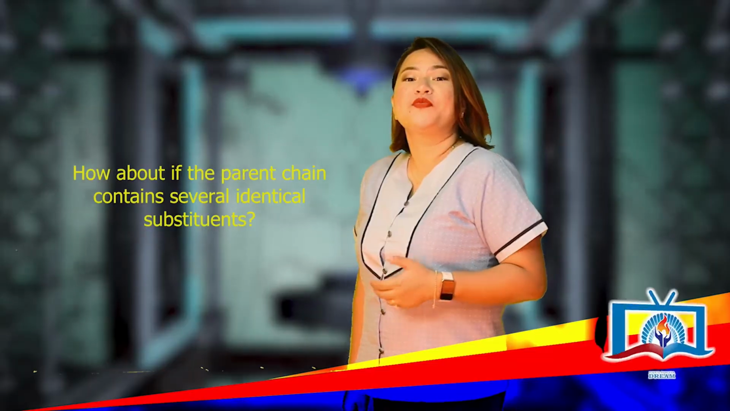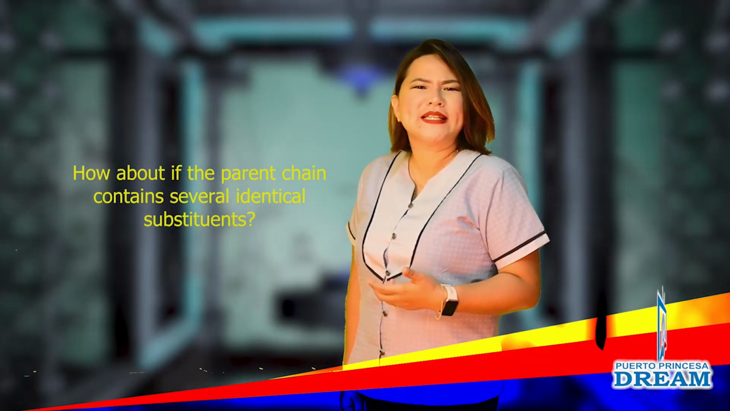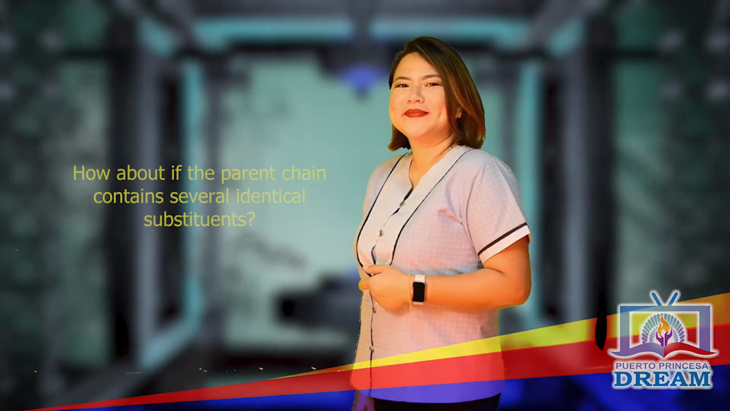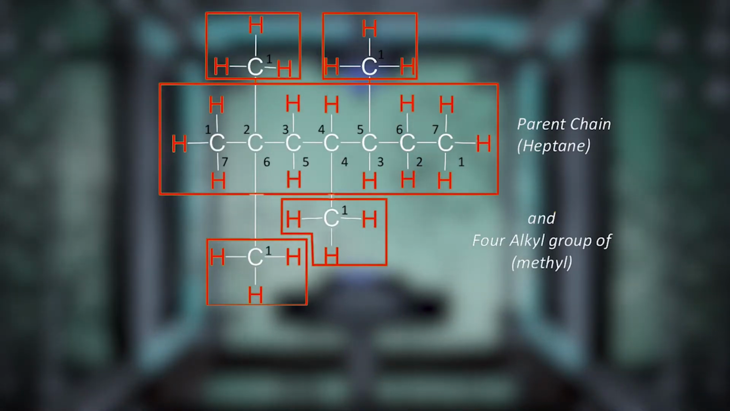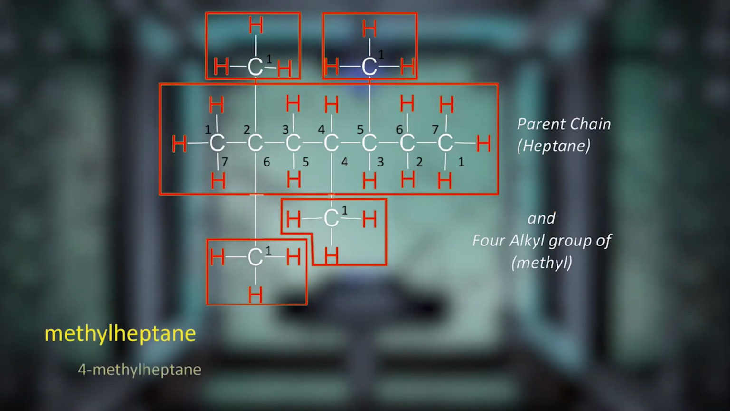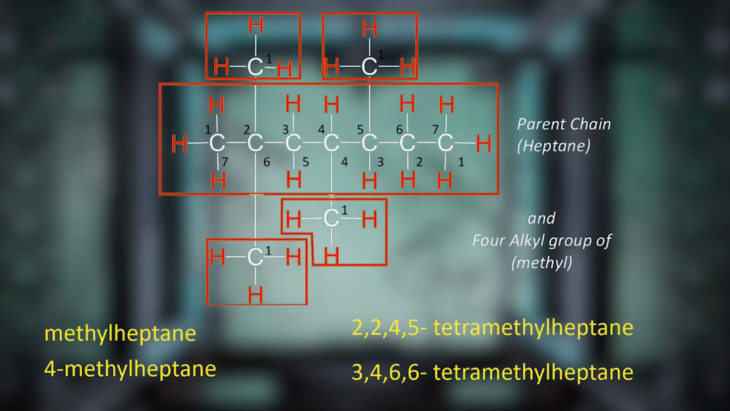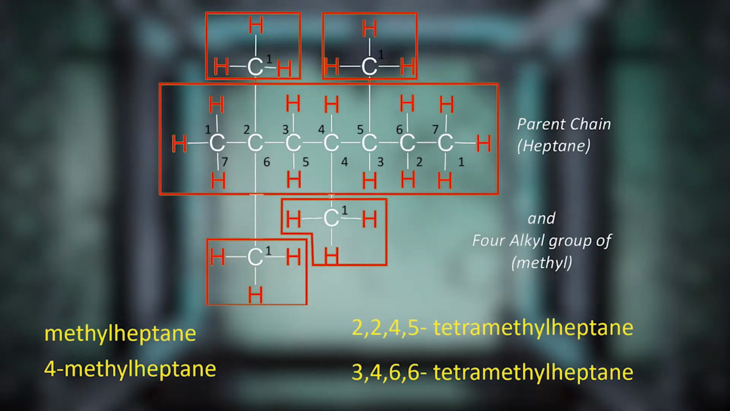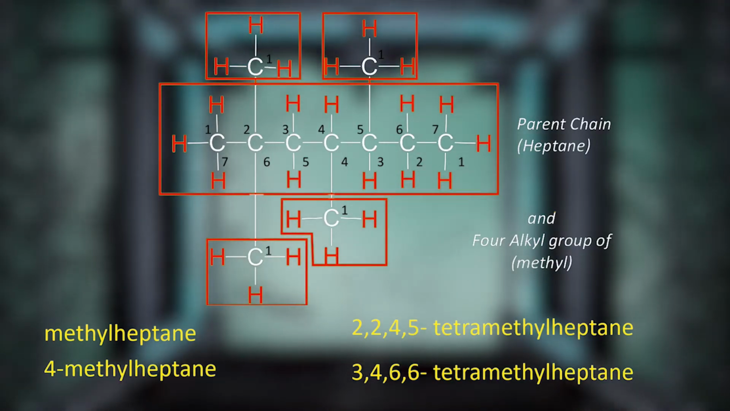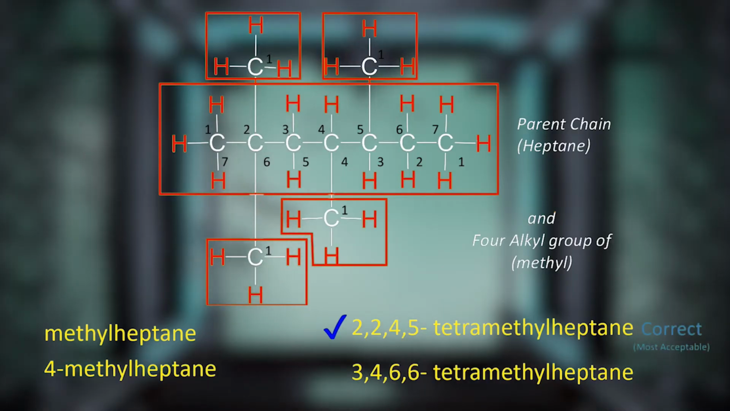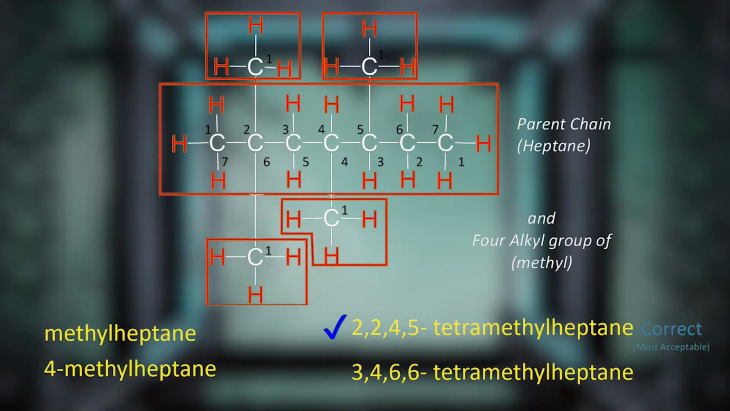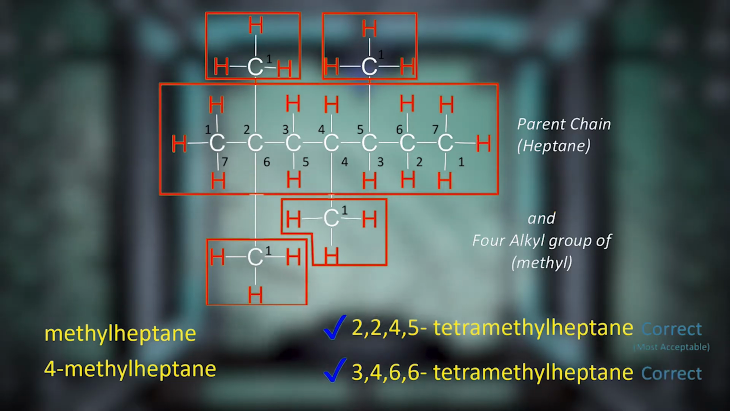Now, how about if the parent chain contains several identical substituents? Example, which do you think is the correct name for this hydrocarbon? Is it methylheptane, 4-methylheptane, 2,2,4,5-tetramethylheptane, or 3,4,6,6-tetramethylheptane? If your answer is 2,2,4,5-tetramethylheptane, then you are correct.